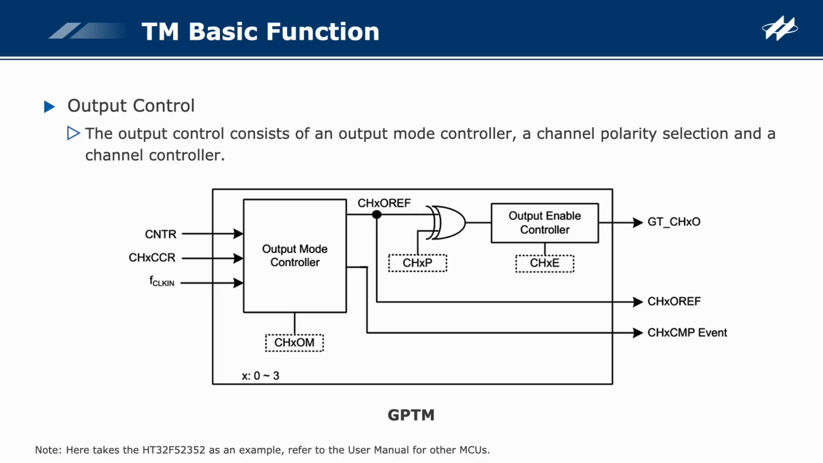functional types, including no change, low level, high level, toggle, PWM mode 1, and PWM mode 2. The CHXOREF signal can be configured as either active high or active low via the channel polarity selection. Finally, a channel output signal CHXO can be generated via the channel controller.